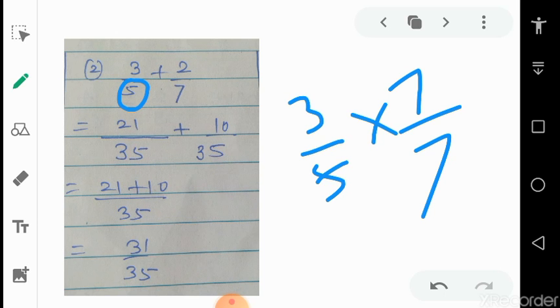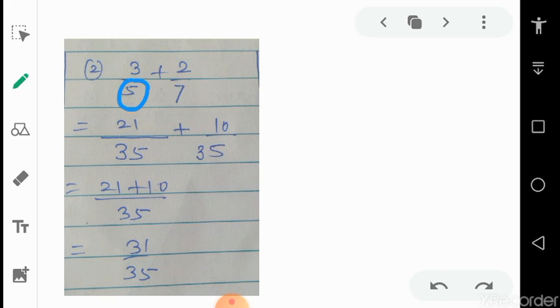So after doing this multiply, we are getting 3 7s are 21. Here it is 21, and 5 7s are 35. It is 35. Again, in the second fraction, what is that? It is 2 upon 7.